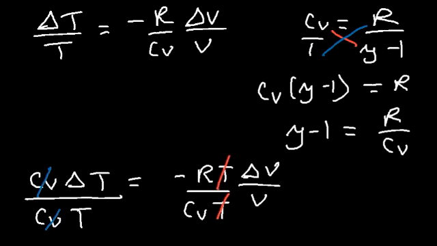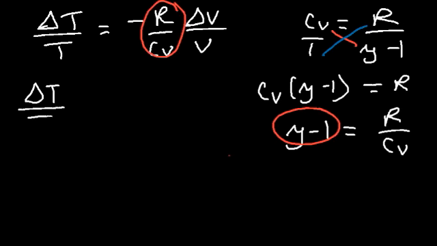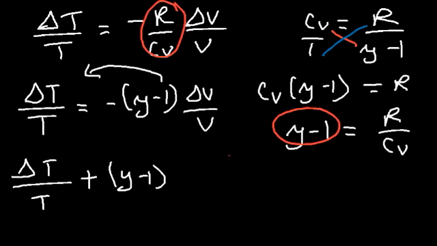So now we can replace R over Cv with gamma minus 1. So we have delta T divided by T is equal to negative gamma minus 1 times delta V over V. Now let's take this expression and move it to this side. So it's delta T divided by T plus gamma minus 1 times delta V over V, and this is equal to 0.